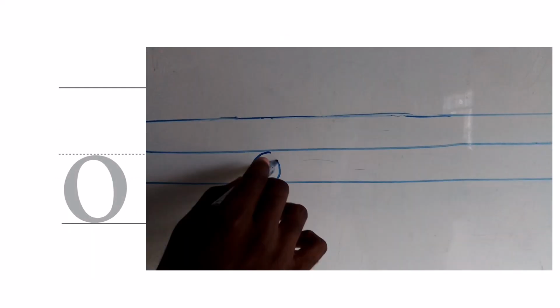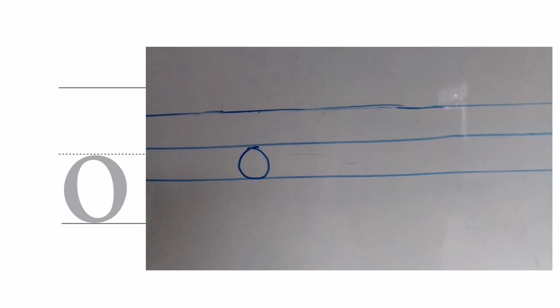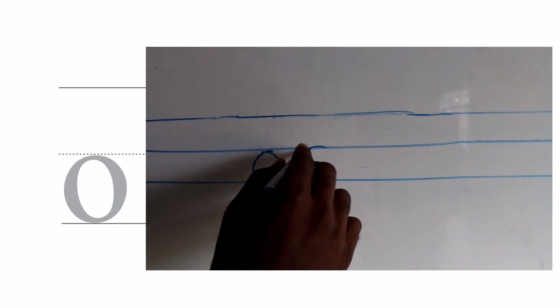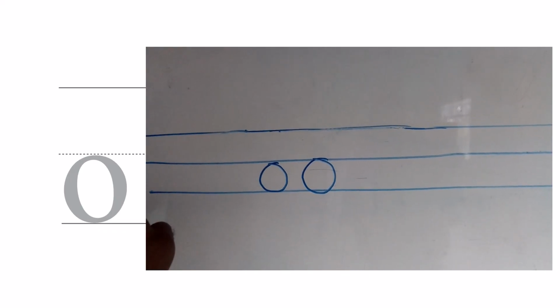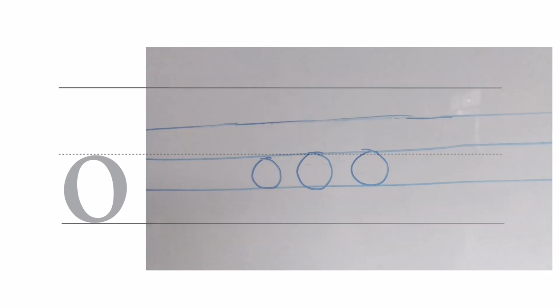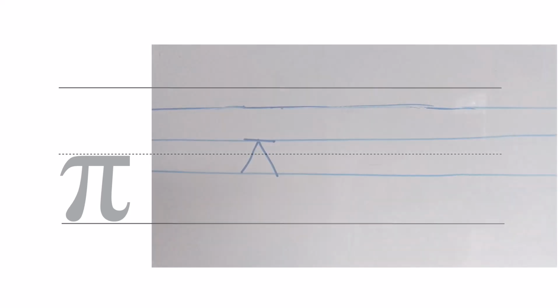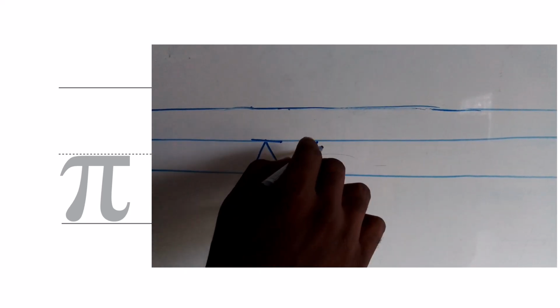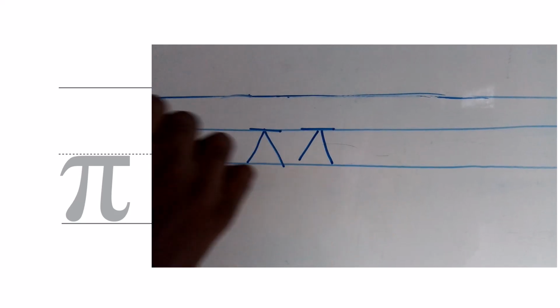Let's look at how these letters are written. The first one is omicron, which is equivalent to O in English. Very simple, it's written like O, resting between the middle line and the bottom line. The next one is pi. Pi is written like this, resting also between the middle line and the bottom line.